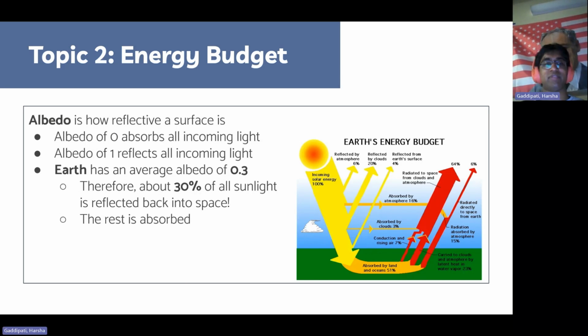Albedo is how reflective a surface is. An albedo of 0 means the surface absorbs all incoming light, and an albedo of 1 means it reflects all incoming light, because a surface will either absorb the light or reflect it, and that's what albedo measures. Earth has an average albedo of 0.3, which means about 30% of all sunlight is reflected back into space. Because 30% is reflected, the rest has to be absorbed, which means 70% is absorbed.